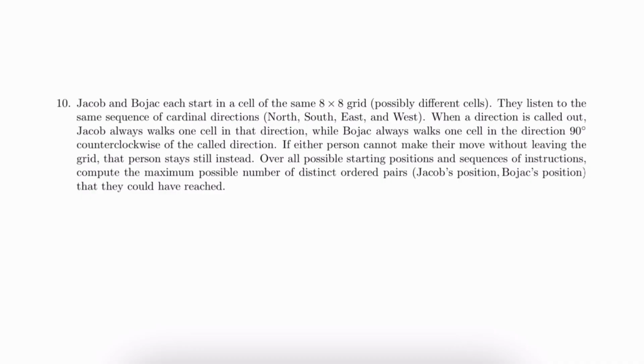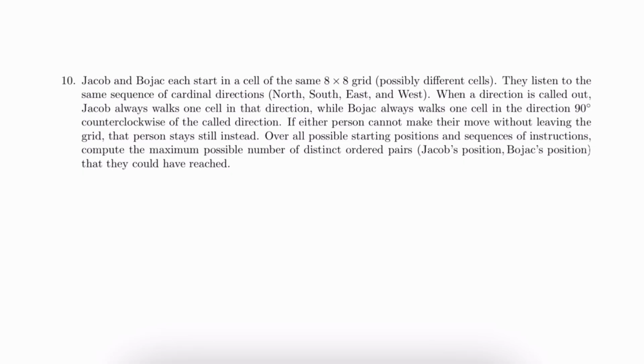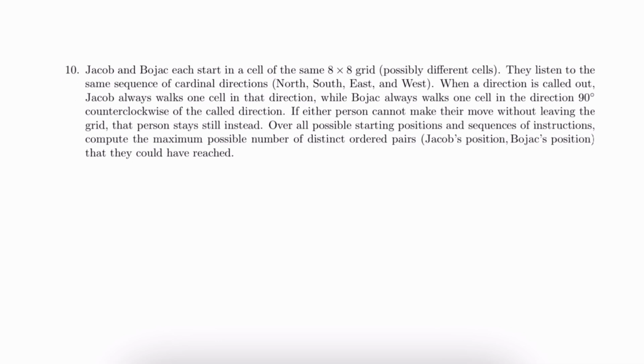So if, for instance, east is called, then Jacob will walk one cell east and Bojack will walk one cell north. And if either person can't make a move without leaving the grid, so I guess they're on the edge, they just stay inside and don't do anything. And so over all possible starting positions and sequences of instructions, we want to find the maximum possible number of distinct ordered pairs, Jacob's position and Bojack's position, that they could have reached.